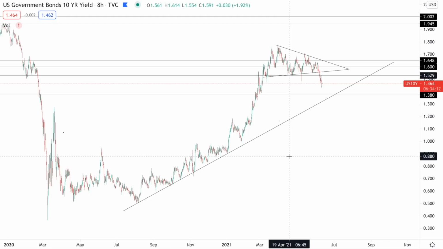So for now, that's our approach to this correction in yields. We've never seen a significant top in the 10-year yield with loose monetary conditions like we have right now. We think the 10-year yield will eventually be topping once monetary policy begins to tighten.